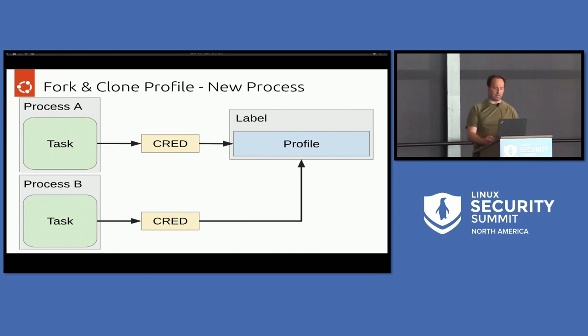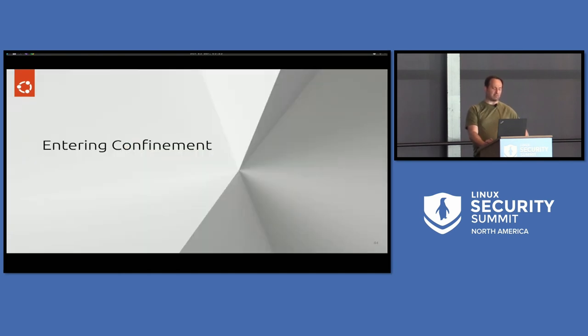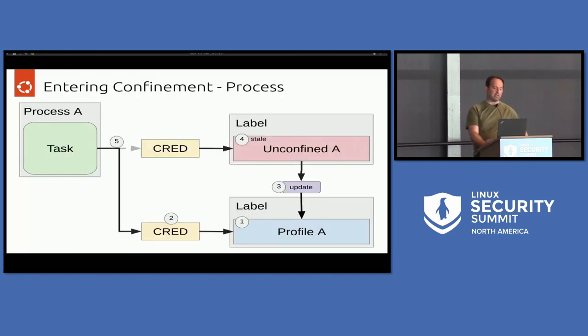So this is controlled by exec rules. It's not that complicated, and it is, but it's just part of regular AppArmor policy, right? We do this all the time. But with these things, we want a little bit more control over it. So when we enter confinement, the application runs through in order. One, we load the new profile in. Two, we create the cred. Three, we update the structure to point to the new profile. Four, the old profile on the task is marked as stale. And five, the task is updated to point to the new cred, right?